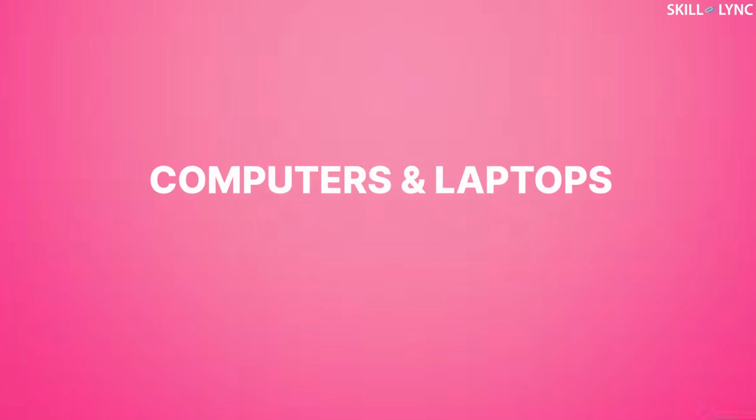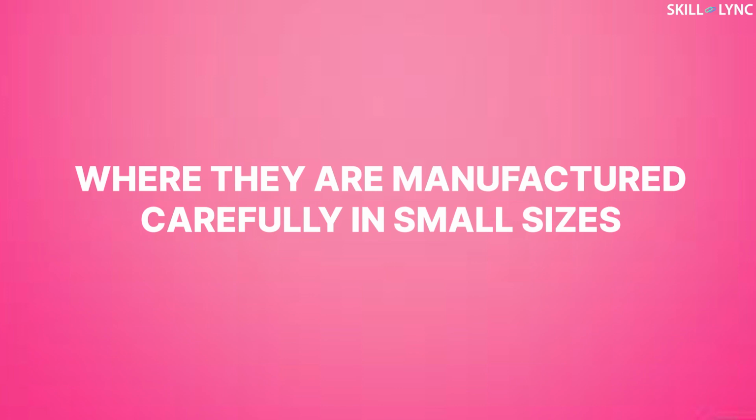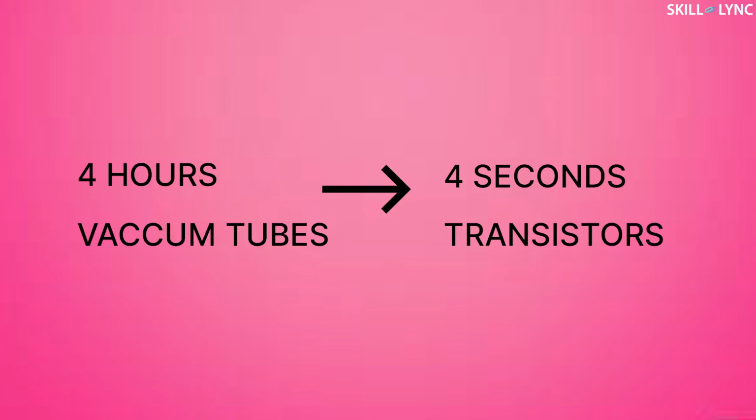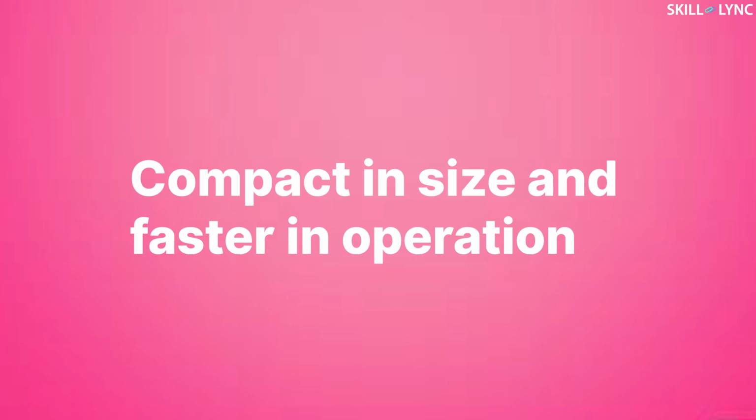Transistors are used in our computers and laptops, where they are manufactured carefully in small sizes. A laptop today easily consists of 2 billion transistors. The computers we had earlier could perform an operation in 4 hours. Today, the same operation by modern computers is done in 4 seconds. Now, isn't that great? The transistors thus today are compact in size and faster in operation.